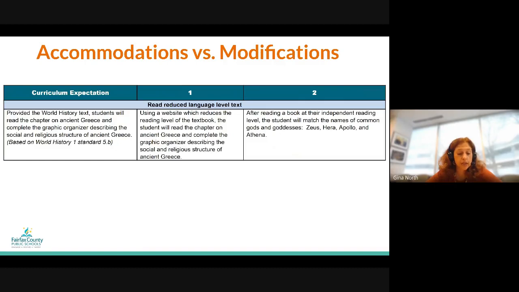In column 2, we have a modification. The what the student is expected to do is different from the grade level expectation. Here, the student will also read about ancient Greece using a text at their reading level. However, this time, the student is expected to match names of gods and goddesses. The task itself has been modified.